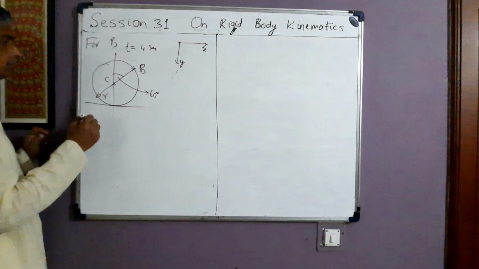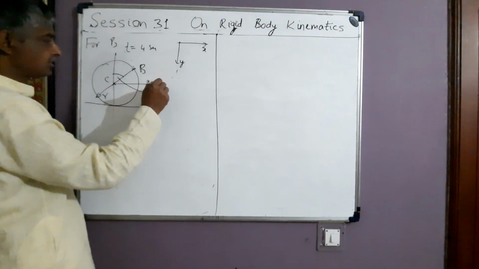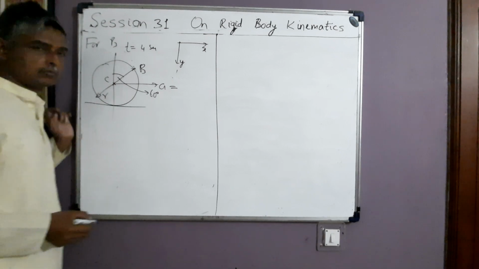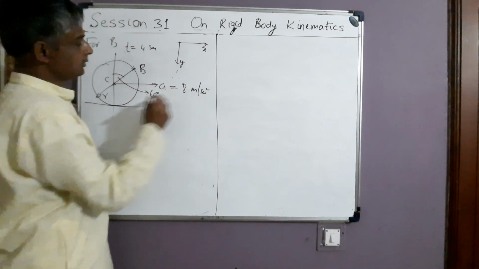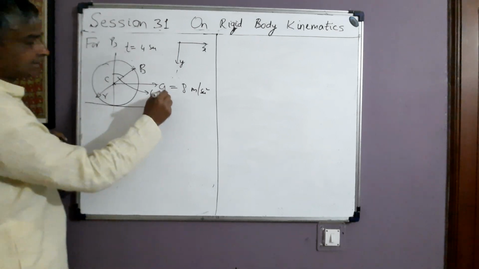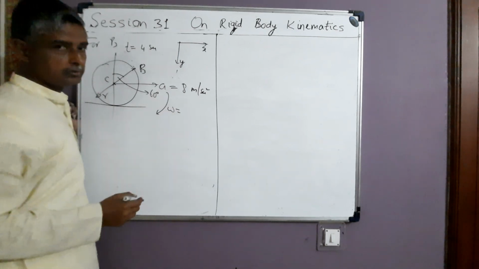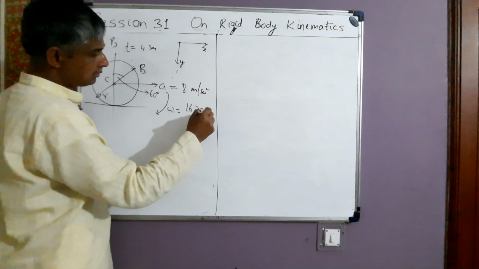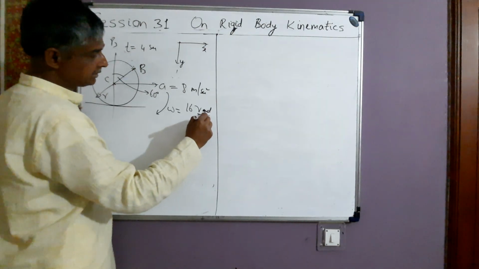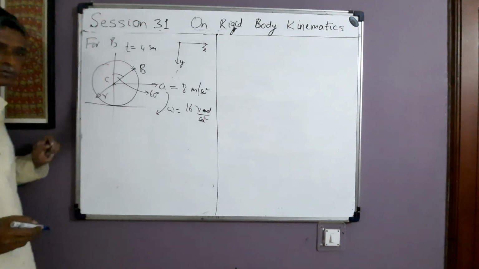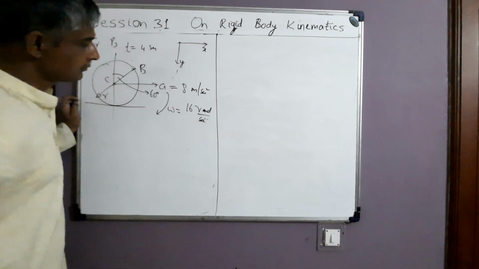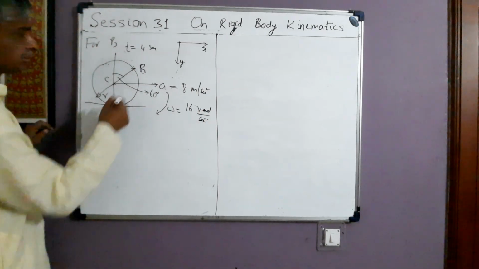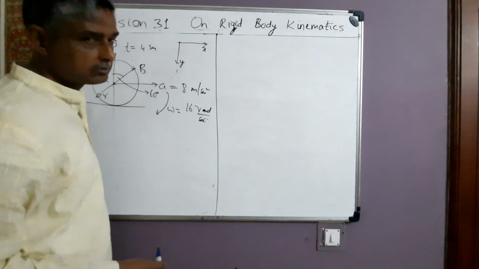So now what do I do next? Again, first the center is moving with acceleration A rightward, R beta. R is 2, beta is 4. 8 meter per second square. Omega is also beta t, 4 into 4, 16 radian per second. Beta is again 4 radian per second square clockwise.